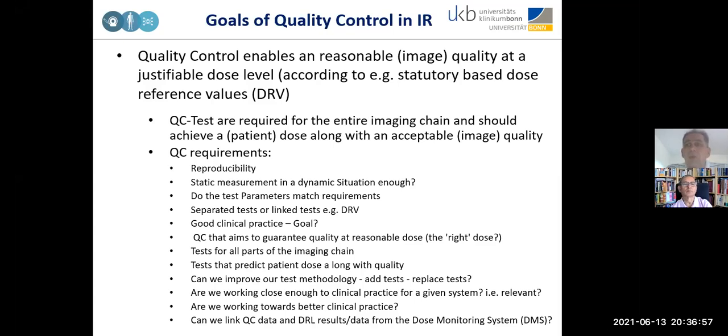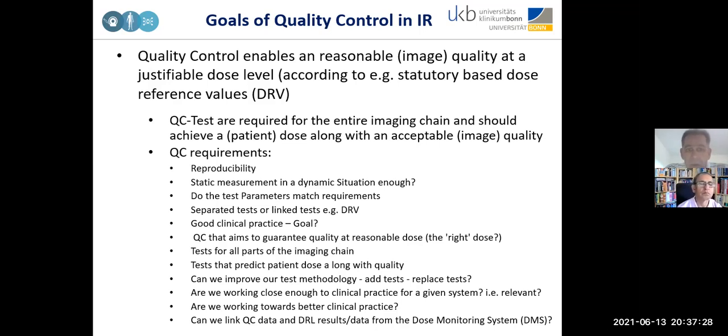But now, with interventional radiology, you really have to test. I would call it an end-to-end test. You really have to test your entire imaging chain, and you have to look at whether, with all the parts of this imaging chain, the patient dose is okay, and do you still have an acceptable image quality? That should be your major aim above everything.